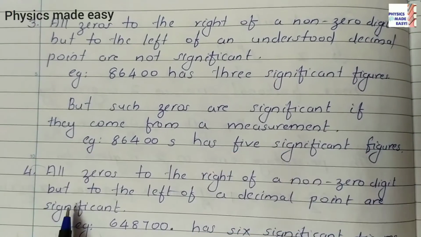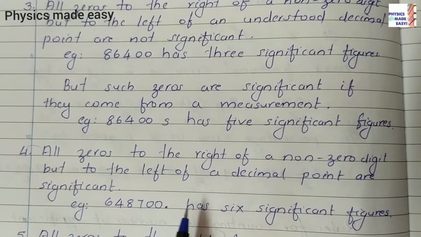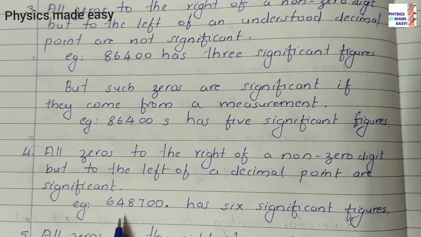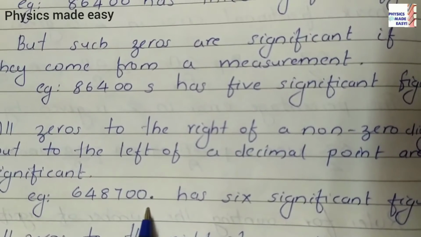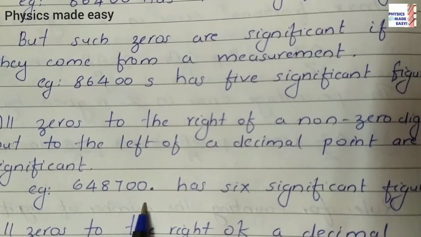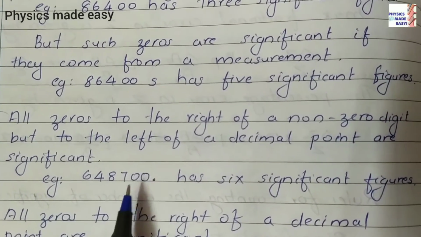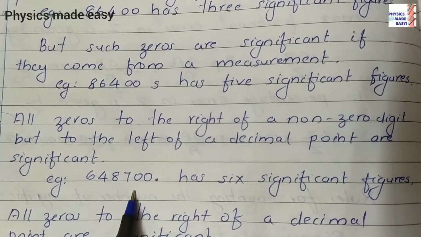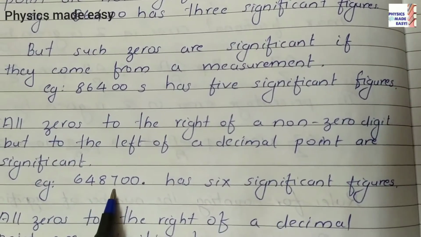But next one: all zeros to the right of a non-zero digit but to the left of a decimal point are significant. Here you can see 6,48,700. Here you can see a decimal point also given there. So these zeros are significant. Here all zeros to the right of a non-zero digit, so these two zeros are to the right of this 7 but to the left of a decimal point. So these two are significant. So here 1, 2, 3, 4, 5, 6.